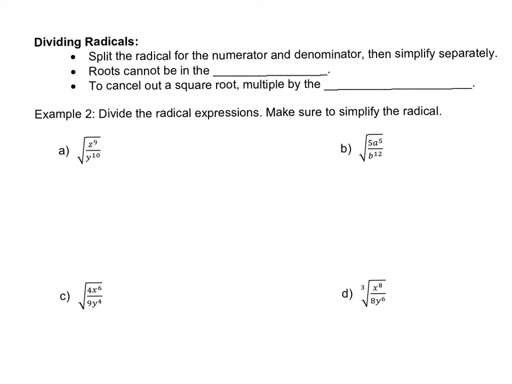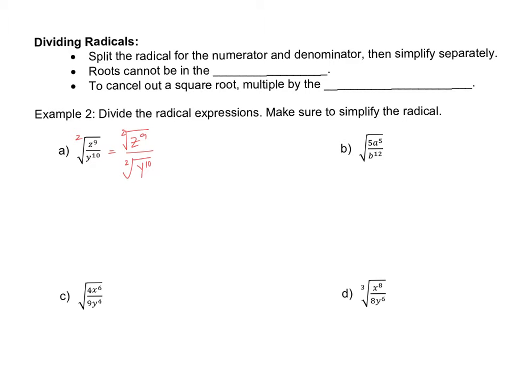So what that means is, using this example here, you have a square root, so you could separately give the root to the top and the bottom. So you have a square root of z to the 9th on the top and a square root of y to the 10th on the bottom, and just do the simplifying top and bottom separately.